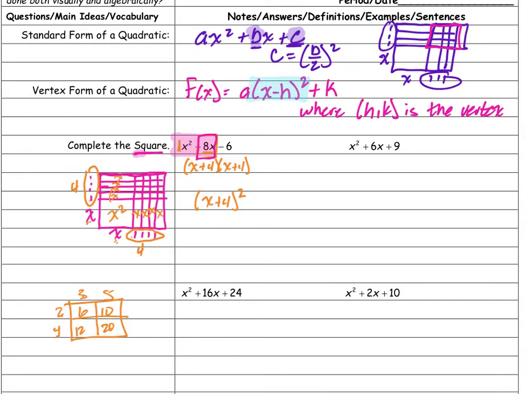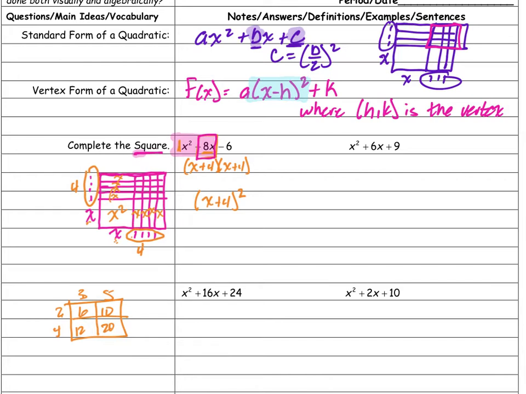I have the (x − h)² and (x + 4)², just from trying to draw a square. Okay? So I have part of my vertex form of the quadratic, and that's what I'm trying to get it in. Now what I need to try and get, and actually I have the a.